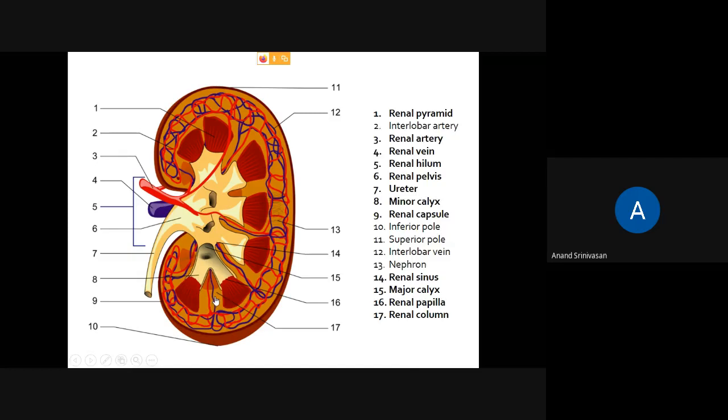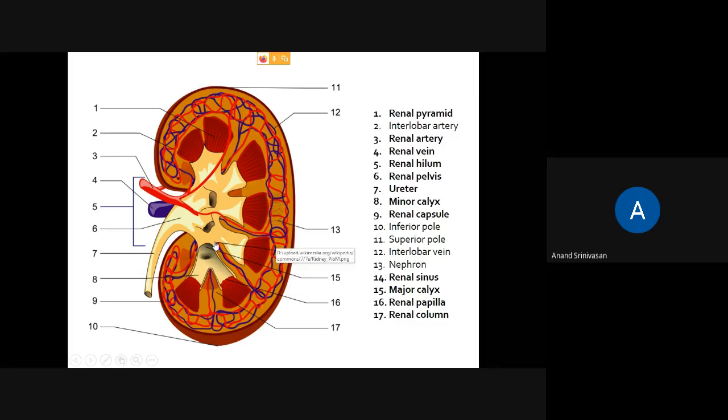Okay, and renal papilla. What is the renal papilla? Number 16. Here you can see the apex of the renal pyramid. The apex of the renal pyramid is called renal papilla. Okay, number 15, you already know that's the major calyx.